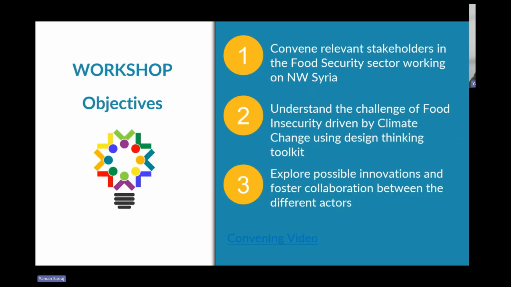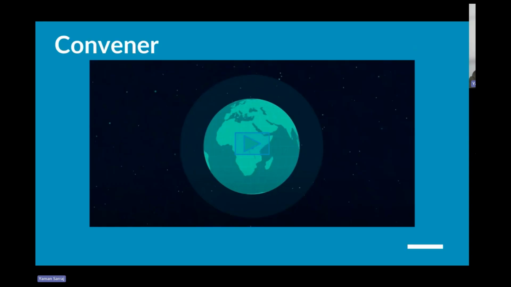The workshop objective, as you can see from this session, is to bring together key stakeholders in the food security sector working in Northwest, to gain a deeper understanding of the challenge that we have identified earlier and explore potential innovations, hence fostering collaboration among different actors.